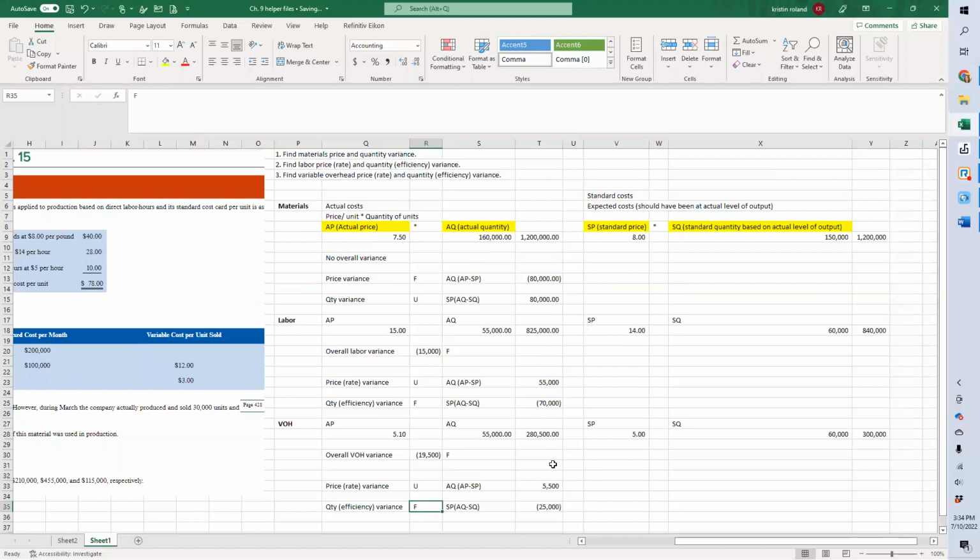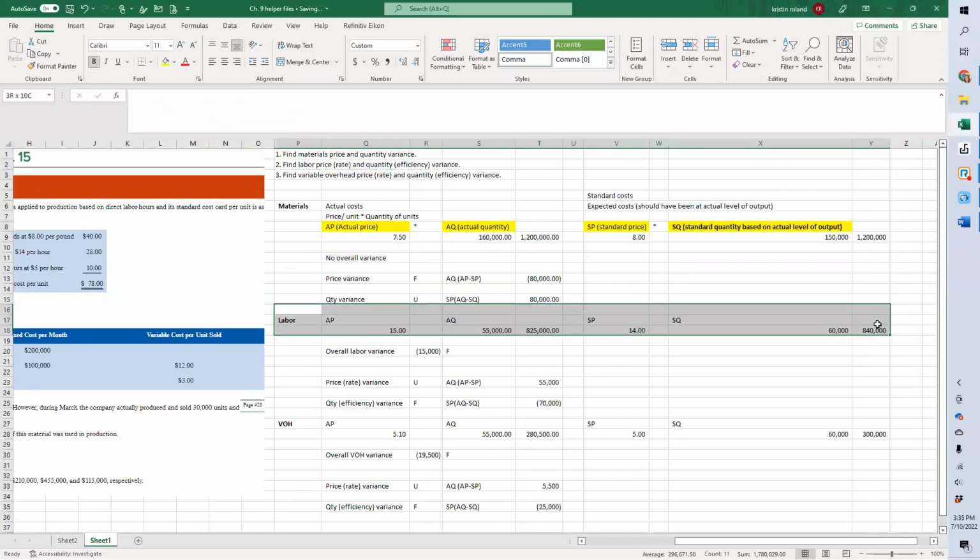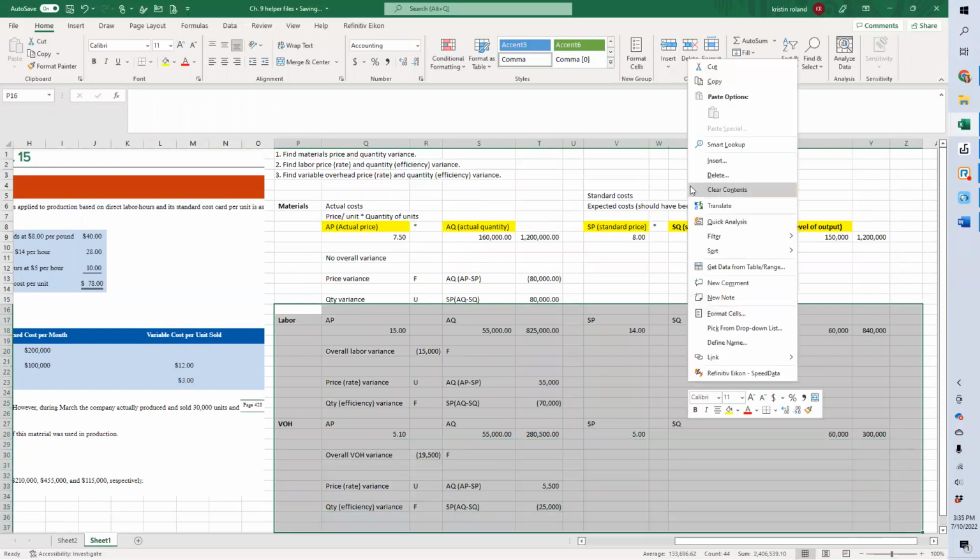So hopefully that is pretty straightforward. Again, I just want to point out that this is where people get confused. The standard quantity of materials, labor, and overhead is always based on the actual level of output. Okay. There's one more thing. There's one more little glitch. So if I just move this all down.